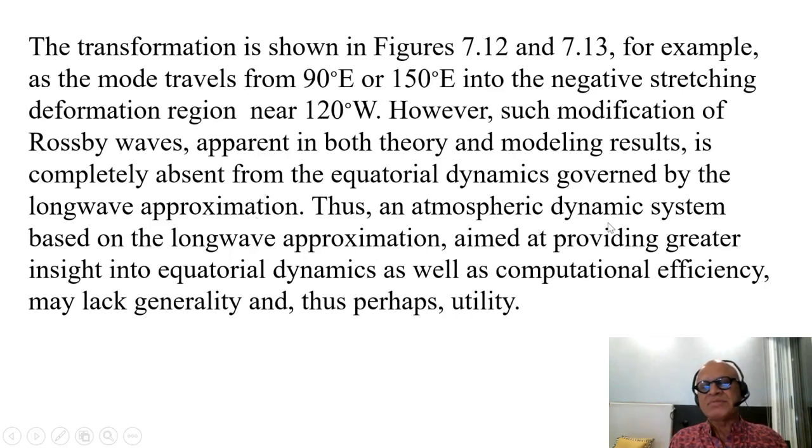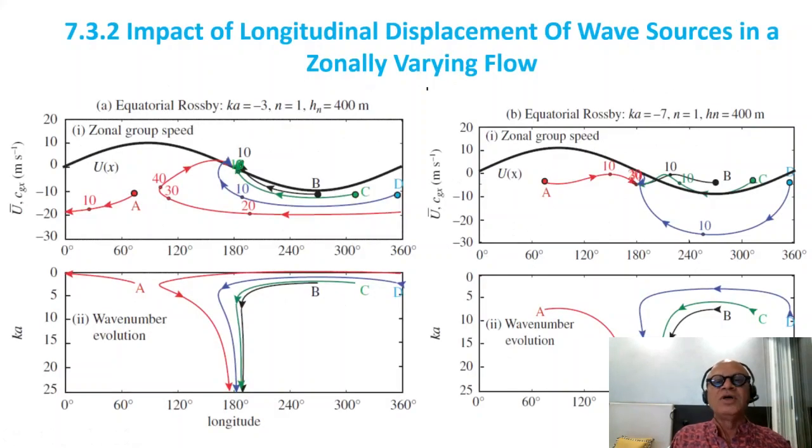So the atmospheric dynamic systems based on long wave approximations, where the simplification is done to get insights into equatorial dynamics and also, of course, achieve computational efficiency, and it simplifies the eastern boundary reflection problem in the ocean where we have boundaries. But actually it turns out to lack generality and probably not as useful as one would hope.